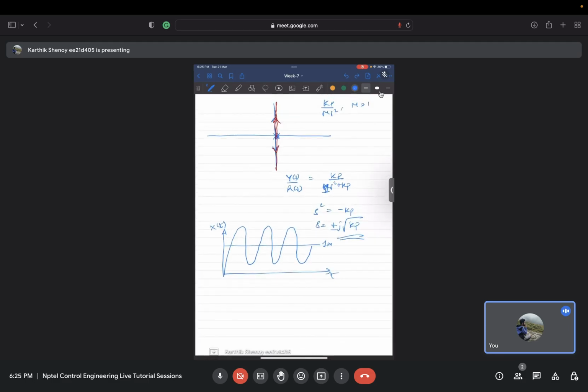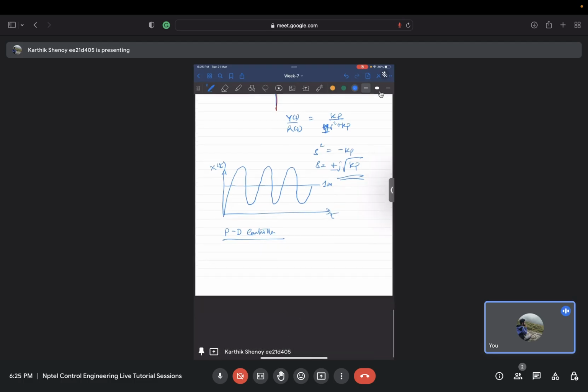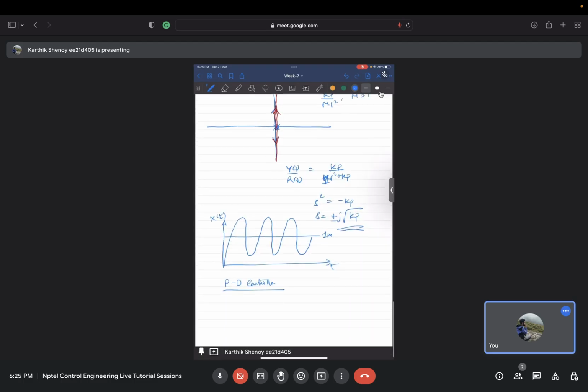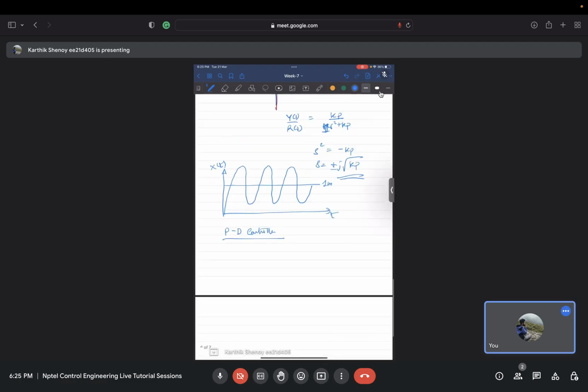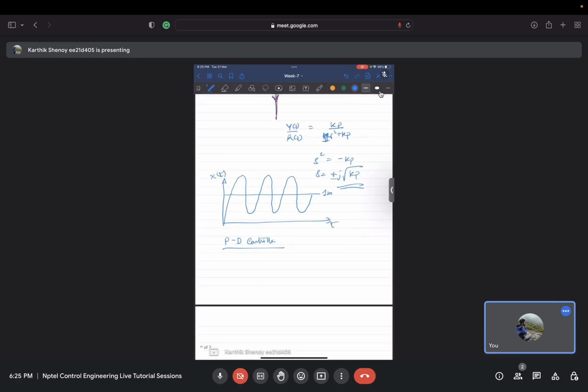But the problem is, what do we do with this? We'll add a derivative term. Derivative acts as damping. So a PD controller, okay. What will a PD controller do? It will add Kp plus Kd times S by S square. That is my G of S, okay.